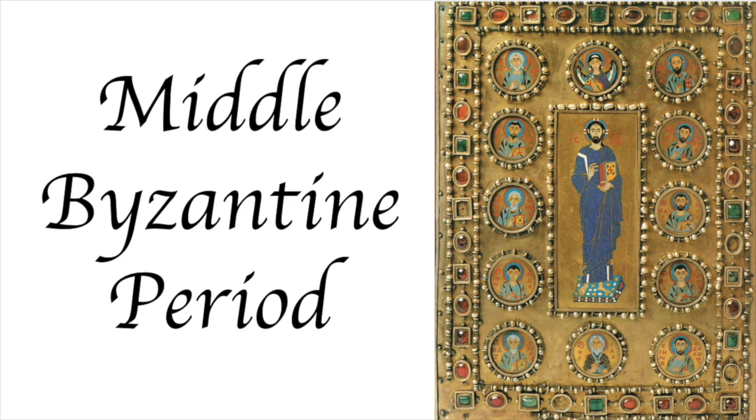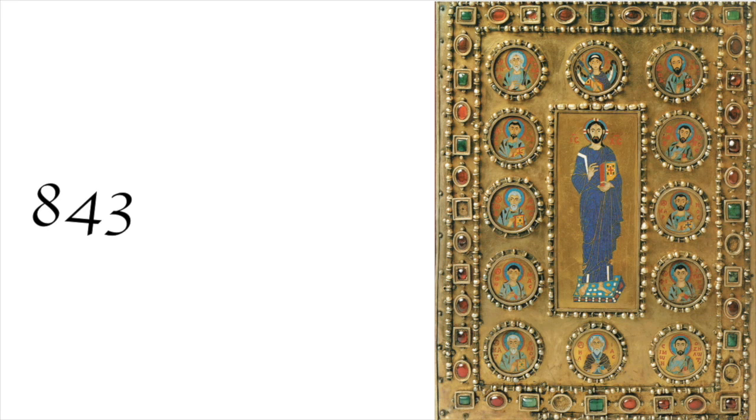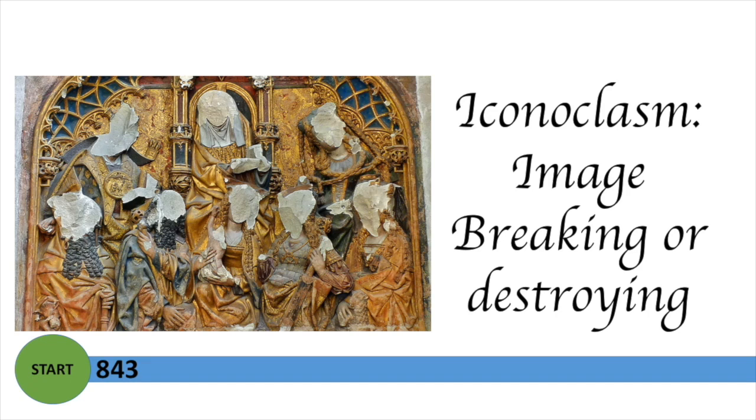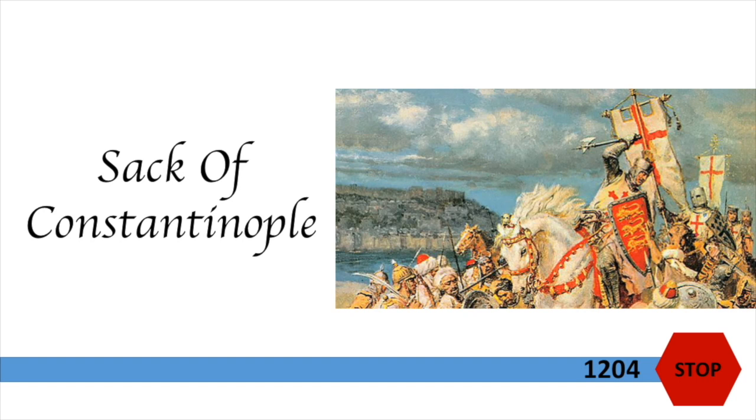Hello everybody, my name is Catherine Shope, and today I'm going to be presenting ivory carving and painting from the Middle Byzantine Empire. Middle Byzantine art is classified as art that surfaced from 843 to 1204 AD. The Middle Byzantine period began with the ending of iconoclasm, which literally translates to image breaking, and ended with the sack of Constantinople in 1204 AD.